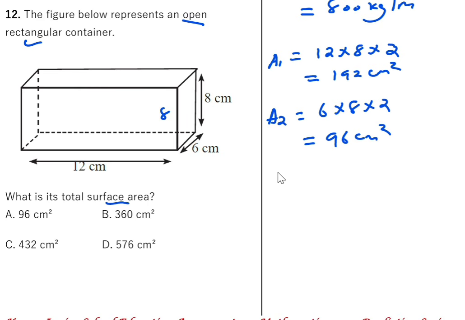Then finally, the area at the bottom, I'm going to call it area 3. So at the bottom, we have 12 by 6. So it will be 12 times 6. Don't include the upper part. So 12 times 6, we get it is 72 centimeters square.